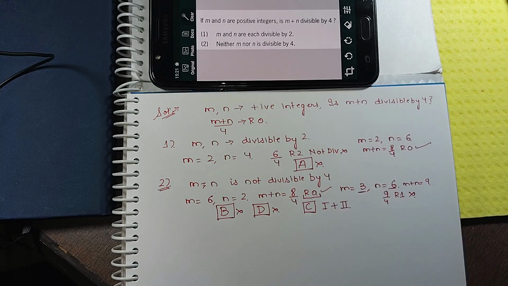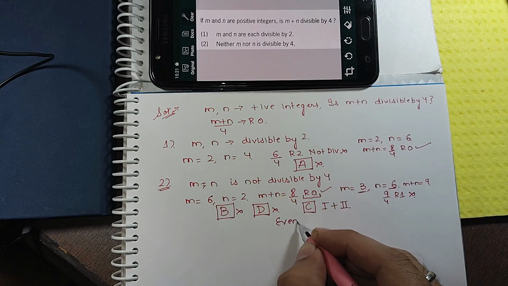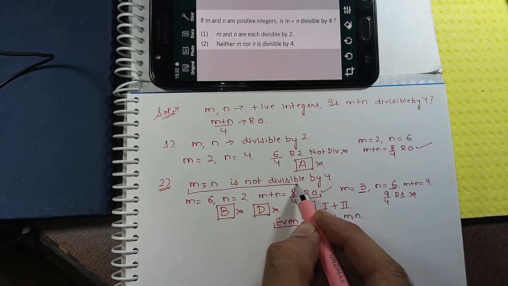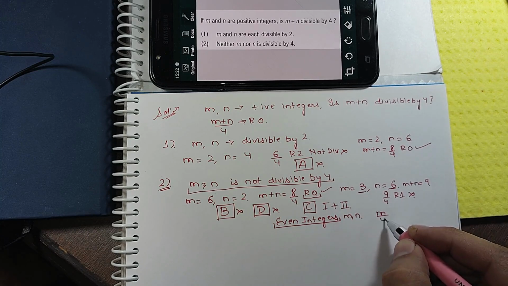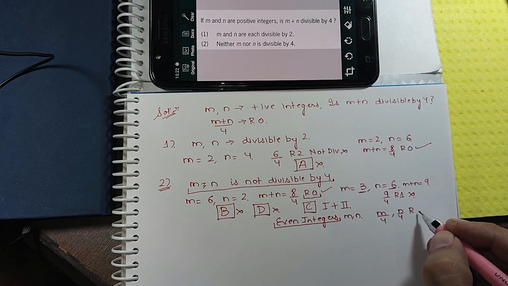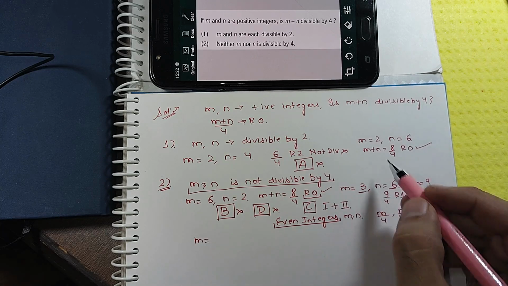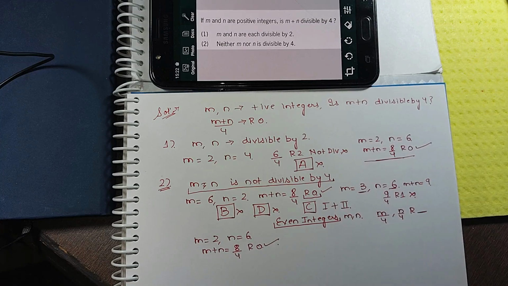Now from the first statement we get that M and N are divisible by 2. So that means we have to consider even integers only for the values of M and N, right? And the second condition is that M and N should not be divisible by 4, right? So M by 4 and N by 4 should give us a remainder, right? Now we'll assume some values. Let us suppose first this scenario, M is equal to 2, N is equal to 6. So M plus N is equal to 8. So 8 is divisible, so remainder is 0.